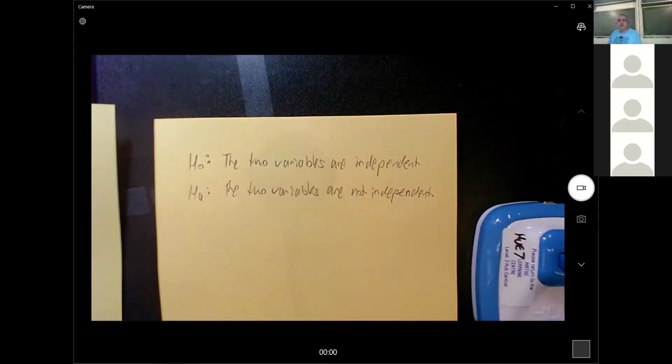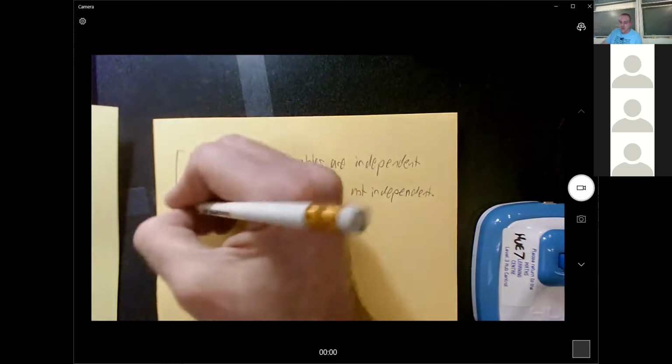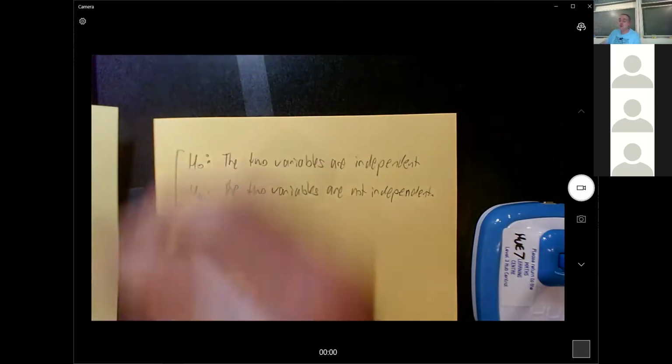In case you're wondering, all the vowels in independent except the first one are E's. It doesn't have an A in it. So just for spelling purposes. Not that it matters that much. They're not really marking you on your spelling. So that's the hypotheses that go with the chi-squared test.